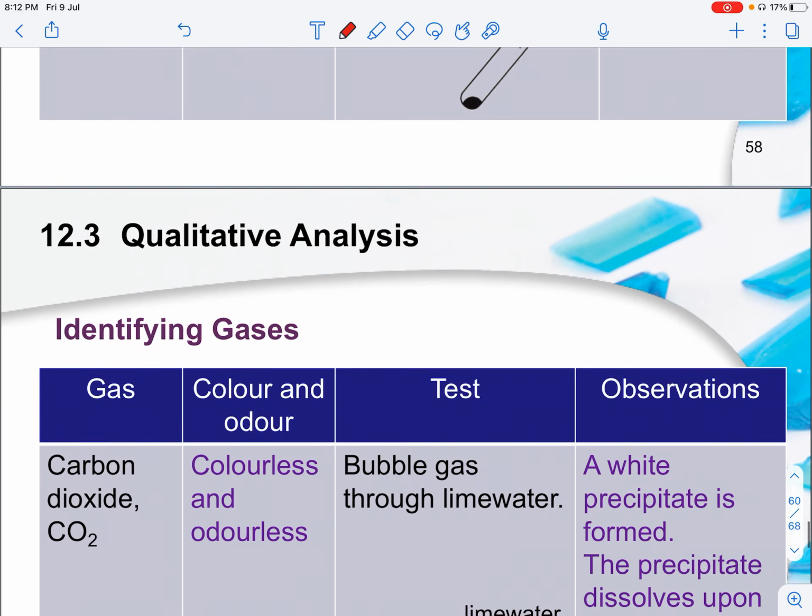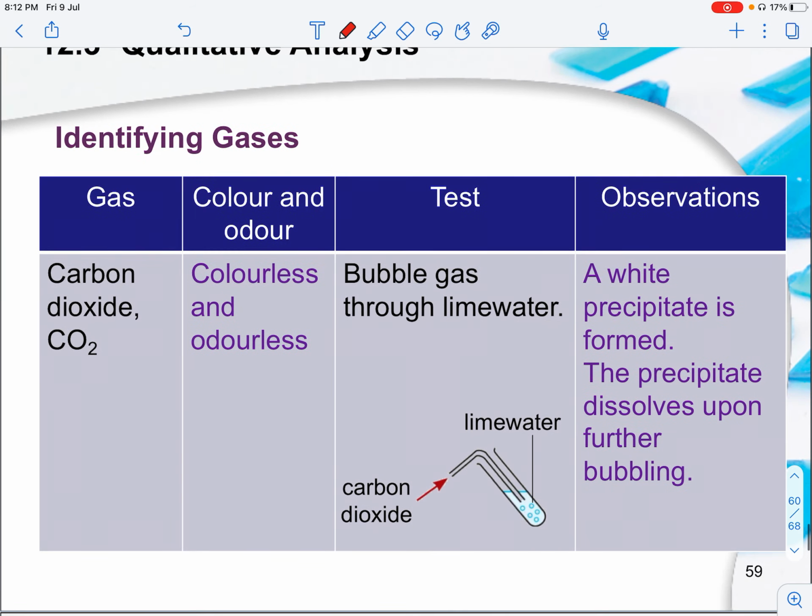Okay. Next, we look at carbon dioxide. For carbon dioxide, it's also colorless and odorless, and you can bubble the gas through lime water. What will happen is you'll form a white precipitate, and this precipitate will dissolve upon further bubbling.